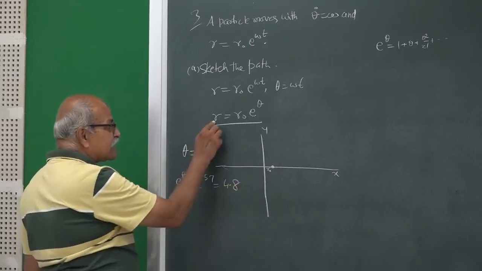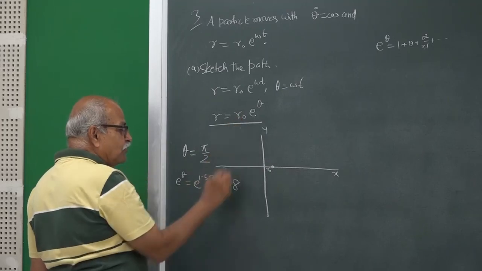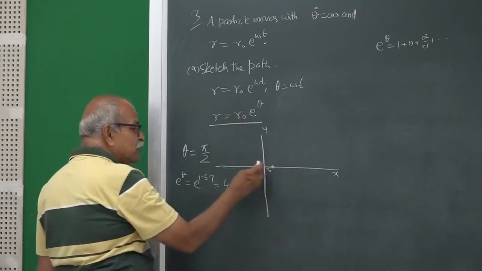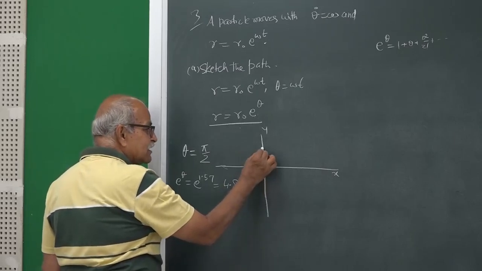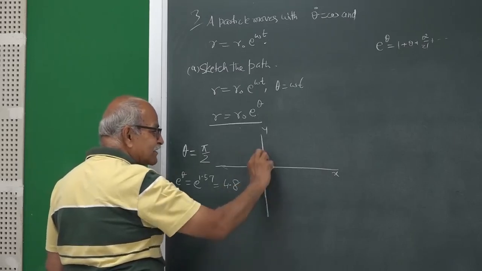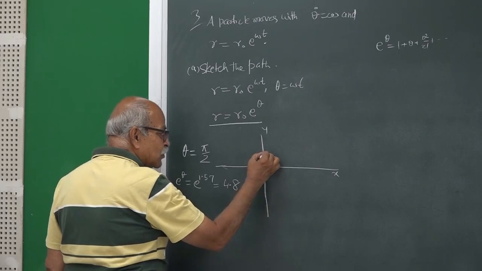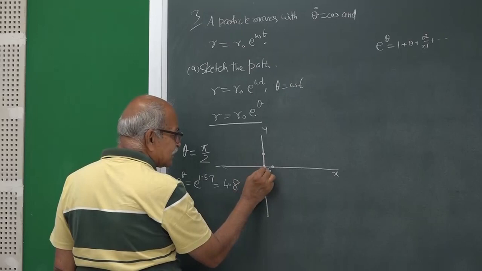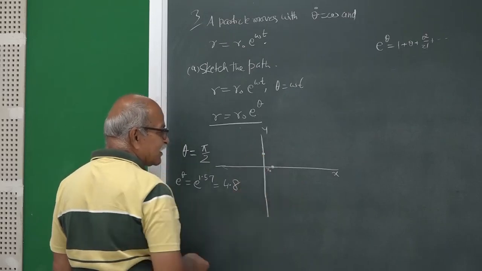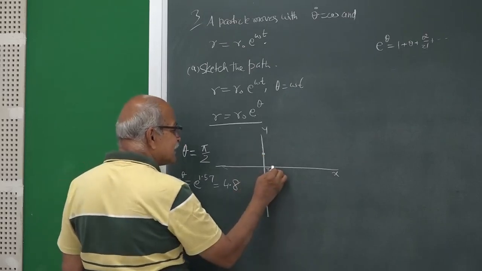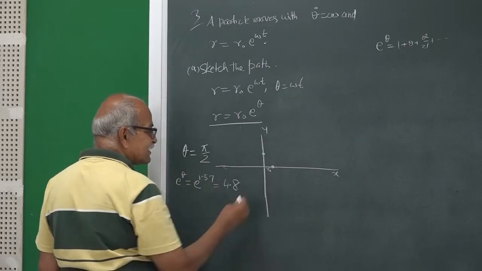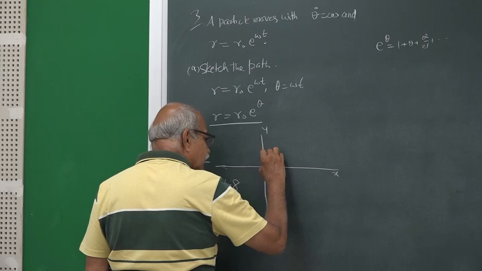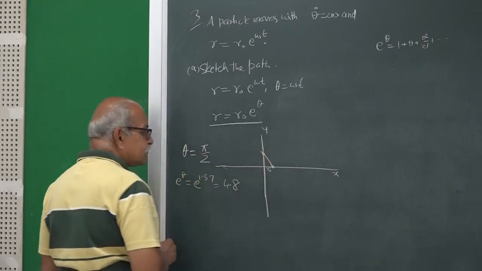So, that means r will be r naught into 4.8. So, if this is r naught here, theta equal to pi by 2, that means you are here, and it is 4.8 times of this. I cannot draw it to the scale. So, this is say 4.8 times r naught, and it is continuously increasing here, it is going like this.